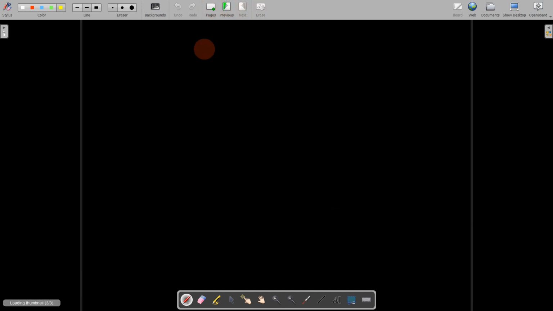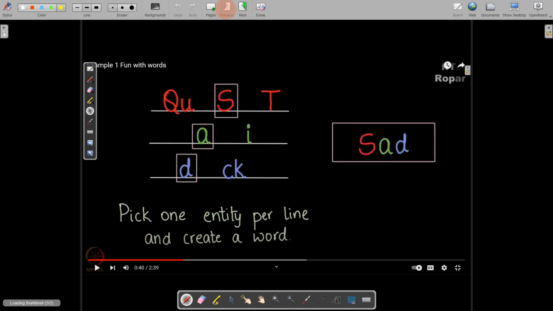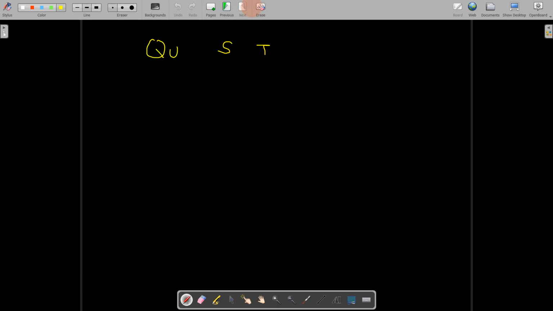So let us move on to a new page. The first line has Q, U, S and T. The second line has A, I. The third line has D and CK. Now, in how many ways can I choose a one-letter word from the first line? We are writing all possible letters that we can choose from the first line. So, one-letter words, two possible ways, right? This power of x represents the length of the word.